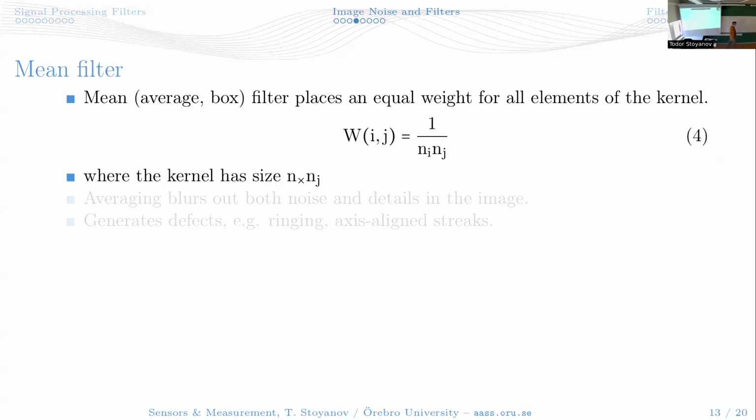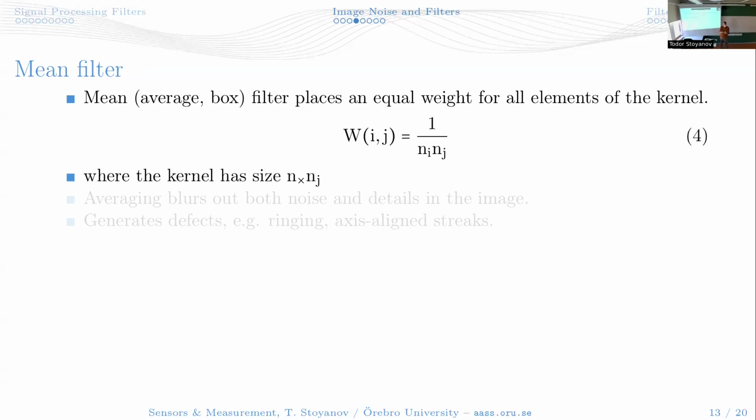So let's cover a couple of these filters. The first one is known as the mean filter or the average filter, and that is the sliding average that you suggested previously when we talked about signals, right? So the weight for every element in the sliding average will be 1 divided by Ni times Nj. Ni and Nj are the horizontal and vertical sides of the kernel. Typically, this is square, right? So that will be 1 divided by n squared.